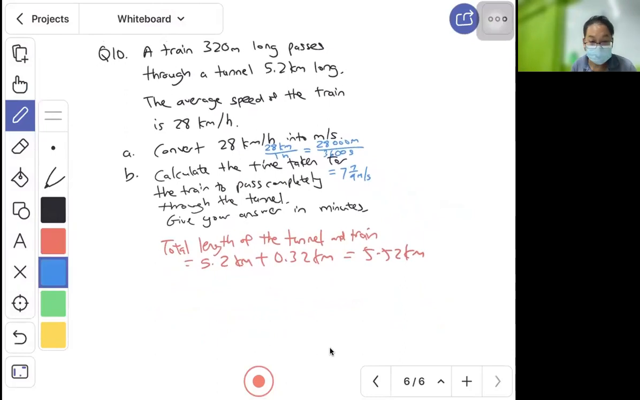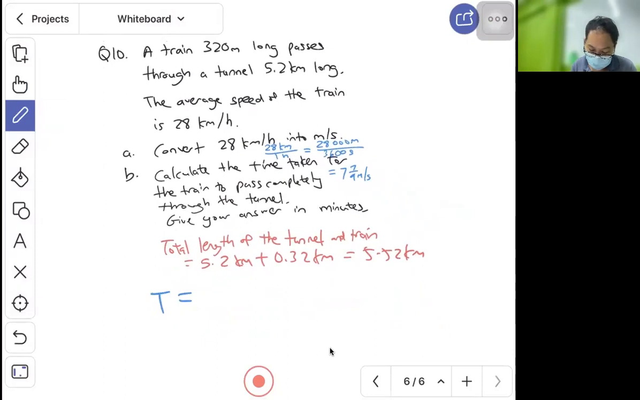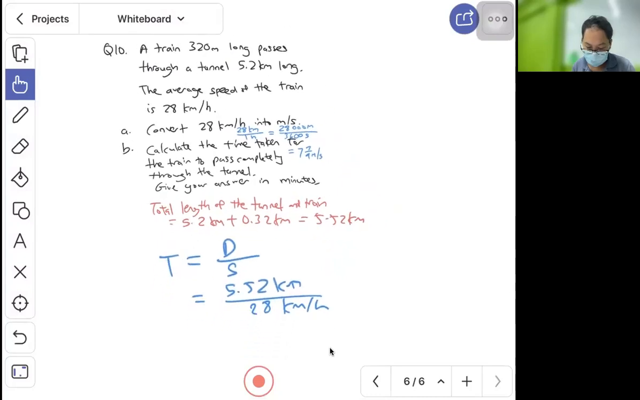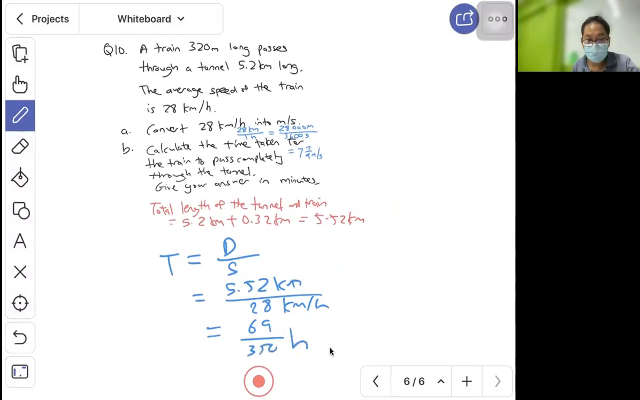Then the time taken, so time is distance divided by speed. So distance is 5.52 km, speed is 28 km per hour. Press into calculator, you will get 69/350 hour. And to convert to minutes, multiply by 60, you will get 11.8 minutes in 3 SF.